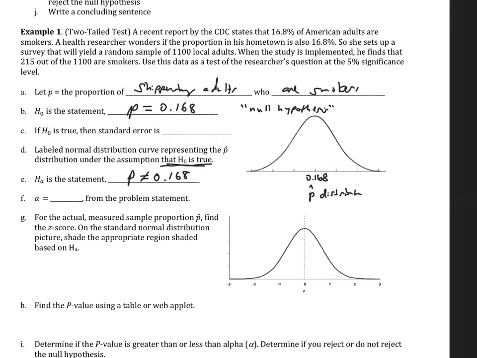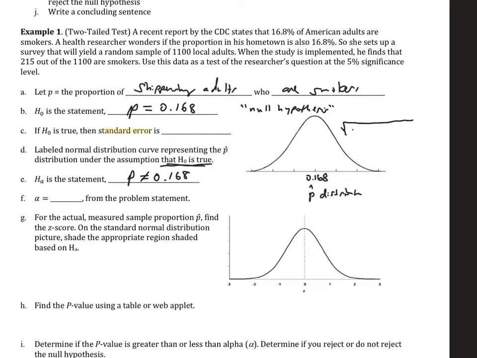Well, when we're working with sampling distributions, we give the standard deviation a different name. We call it the standard error. So standard error means the standard deviation of a sampling distribution. The p-hat distribution is a sampling distribution. So I want to figure out what the standard error is to figure out the standard deviation of this picture. The formula for standard error is this guy.